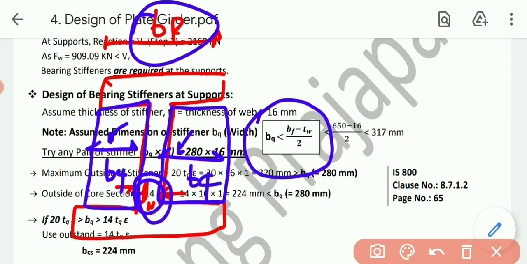Okay, so the width of the stiffener should be less than (BF minus TW) divided by 2. So ultimately I will get an idea of how much space is available for me to provide the stiffener. Over here we can see this much depth is available for us.